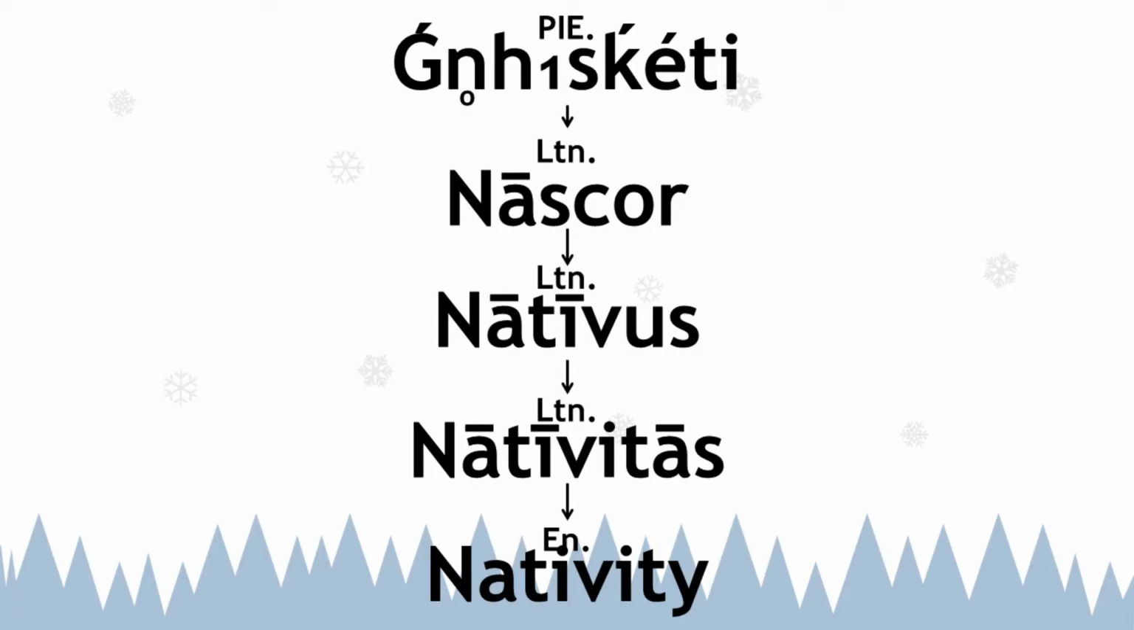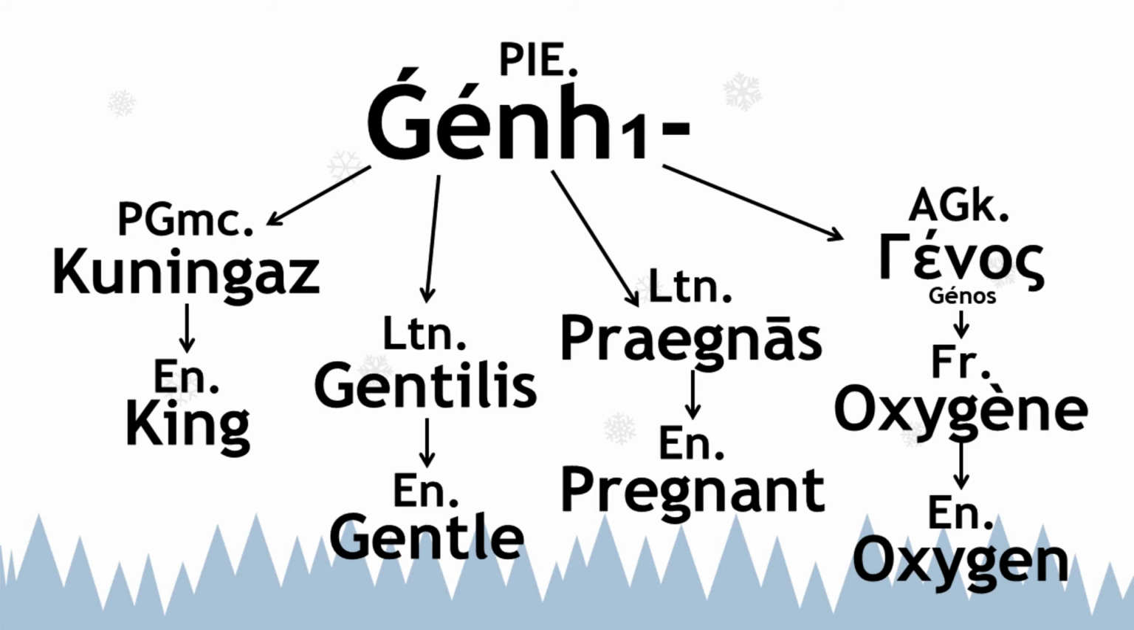It originally referred just to the birth of Jesus, or in fact anyone, coming from the Latin word nativitas, meaning literally birth. This is derived from the word nativus, born, created, innate or natural, ultimately from the verb nascor, to be born. This came from the Proto-Indo-European root gent, to produce or to give birth. This root is found in a huge number of modern words, such as king, gentle, general, pregnant, and oxygen.